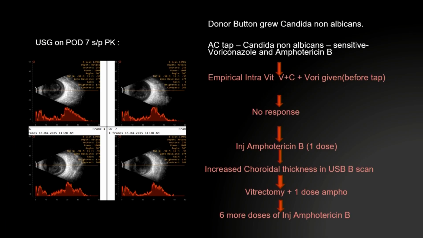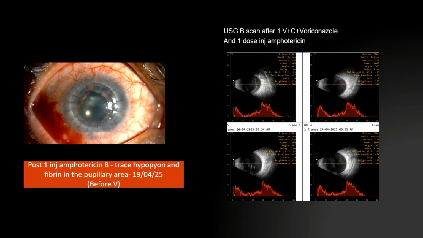Empirically, we started intravitreal vancomycin, ceftazidime, and voriconazole right after the tap was taken, and there was no response. So injection amphotericin B was given as the first dose, and a repeat ultrasound showed that the choroidal thickness had increased to 1.42 millimeters. After that, vitrectomy and a second dose of amphotericin B were given. That was followed by 6 more doses of injection amphotericin B in that vitrectomized eye.